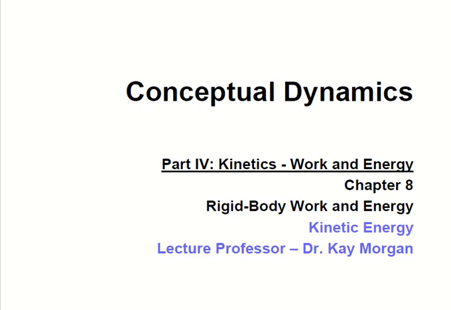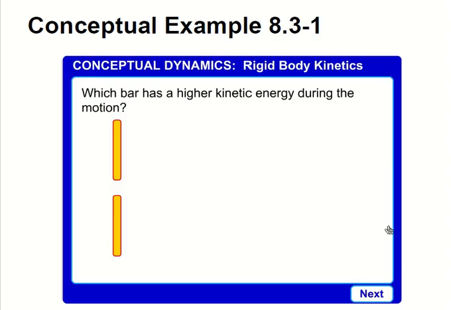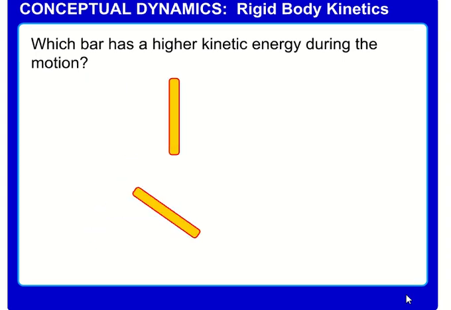Then of course we will go into kinetic energy. For a rigid body, we use the same equation, 1/2 mv squared, from the last chapter. Your particle is going to go through translation, and then your rigid body will translate and rotate in general planar motion. And how will this affect your kinetic energy equation? So let's take a look at it with this interactive on your website. Which bar has a higher kinetic energy during the motion? So let's take a look at it.